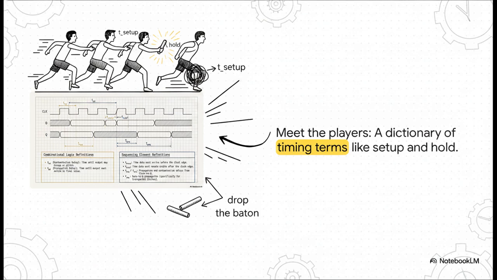The best way to think about this is like a relay race, right? The data is the baton. Setup time is basically the rule that says the next runner needs to have their hand ready before the baton arrives. Then you've got hold time. That's the rule that says you have to firmly grip that baton for just a split second after you get it before you take off. If you mess up either one, you drop the baton.